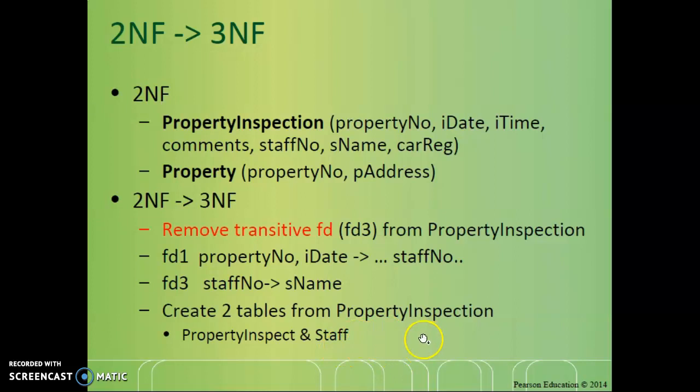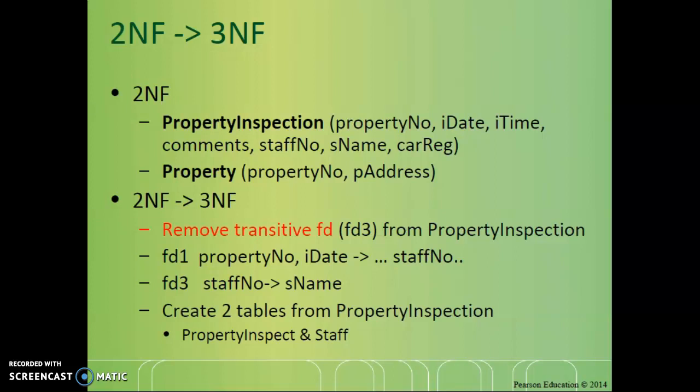And finally, the three tables are in third normal form, that is property inspection table, staff table and property table. See, so now we have three tables. This property table also is there. This property table, property inspect, staff. All these three tables are in third normal form now, because we eliminated transitive dependencies.